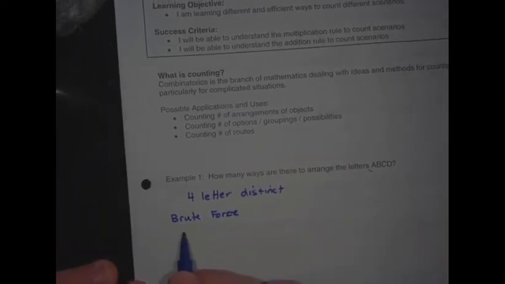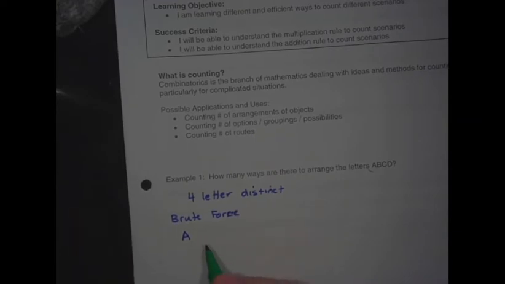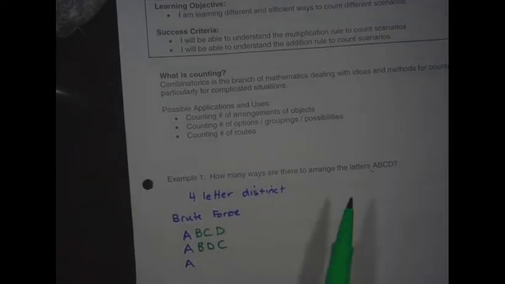So I can say, hey, I'm going to start with A, and then I'm going to look at how to arrange the other letters. So I can have A, B, C, D, and then I can look at A, B, D, C, and A, D, B, C, and I can keep going, A, D, C, B, and A, C, B, D, and A, C, D, B. All those are ways of counting the arrangements that start with the letter A.